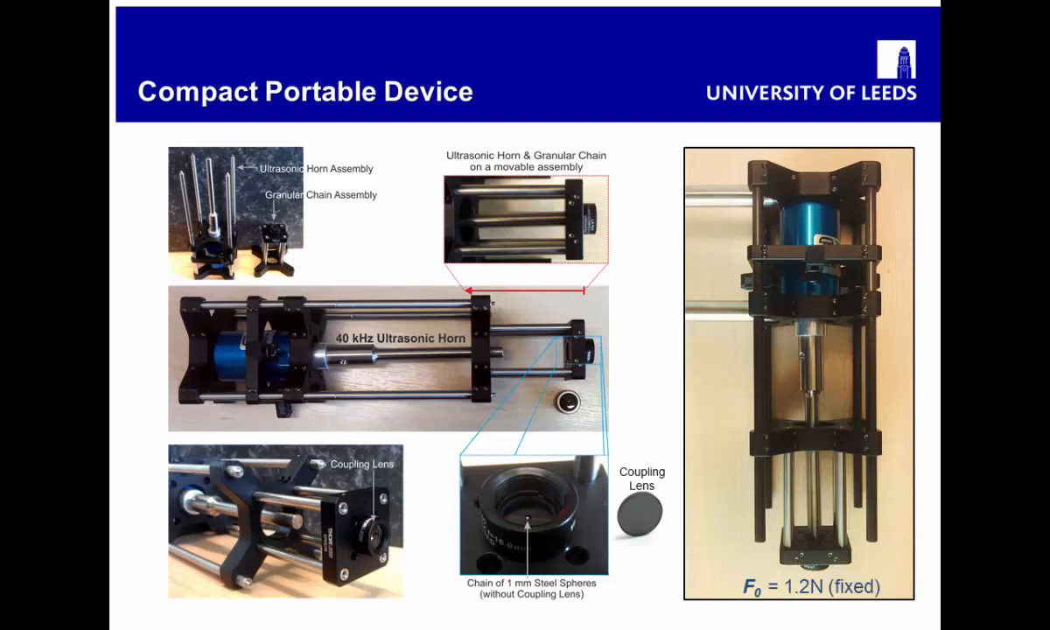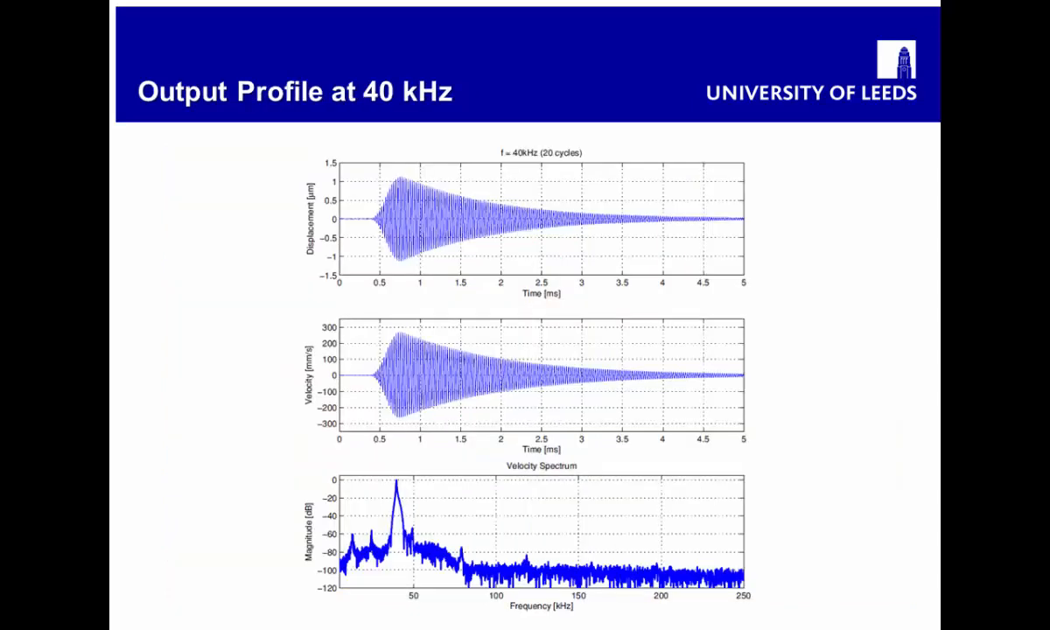So this is the final instrument. It looks like this, and it has a fixed pre-compression force of 1.2 newtons, which means it's a portable, compact device. You can rotate it, turn it, carry it, and it will give you the same measurement, the same response.